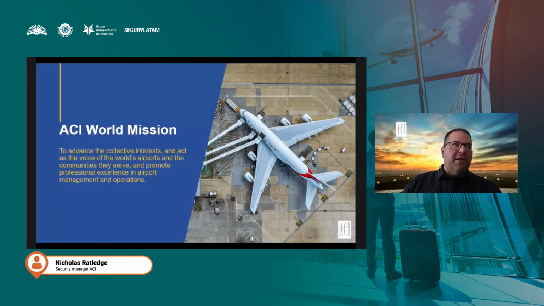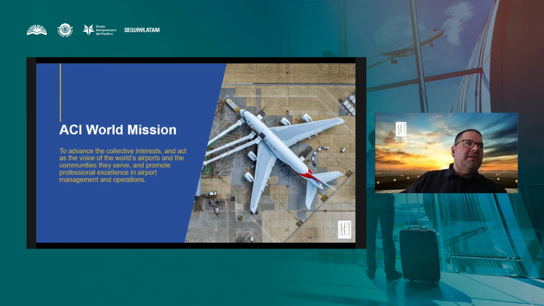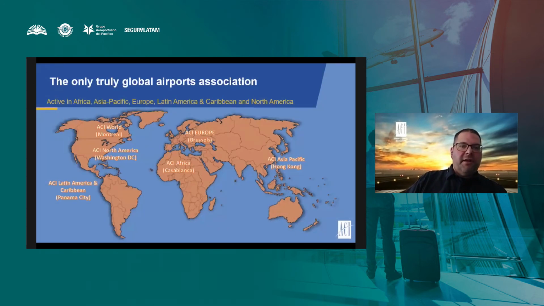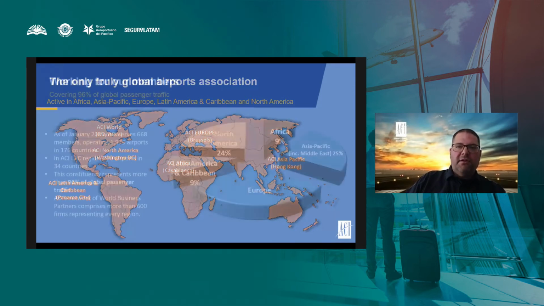That is the conclusion. I just wanted to highlight quickly what we do and what we are about at Airports Council International. We are looking at the collective interest and act as the voice of airports around the world to promote excellence in management and operations. We are represented globally with our world office in Montreal and supported by the different regions in ACI in Panama City, Washington, Casablanca, Brussels, and Hong Kong.